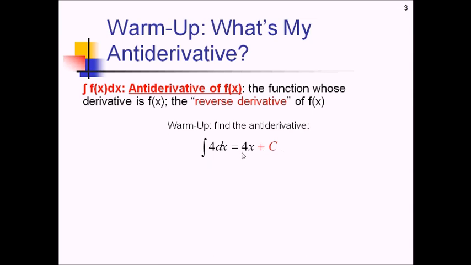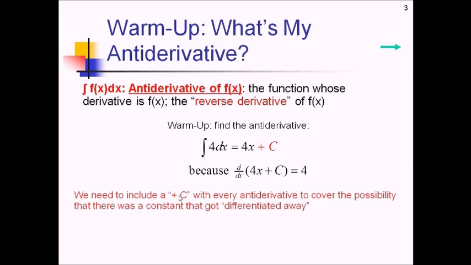Now, if you don't believe me that this is the antiderivative of 4, we can prove it by taking the derivative of 4x plus c. If you do that, the derivative of 4x is 4. The derivative of c is, you guessed it, 0. So you might be wondering, do we really need this plus c out there? That's kind of annoying and seems excessive. We actually do. That plus c covers the possibility that there was some constant that got differentiated away. So that plus c needs to be with every antiderivative that we take.